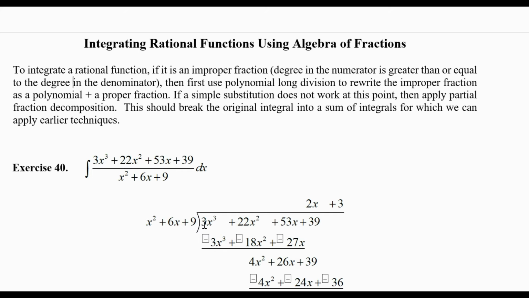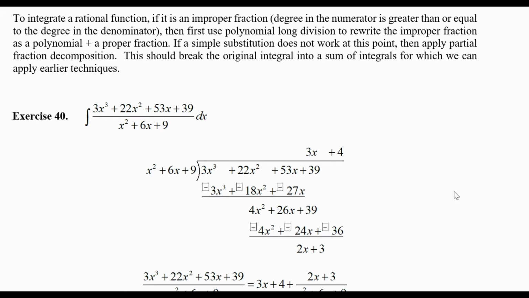We write the numerator down here as the dividend in decreasing order, 3, 2, 1, 0 for the powers of x. Decreasing order for the divisor, which is the denominator. And we divide out. 3x cubed divided by x squared is 3x. 3x times x squared is 3x cubed, which has to be the same as what we have. 3x times 6x is 18x squared. 3x times 9 is 27x.